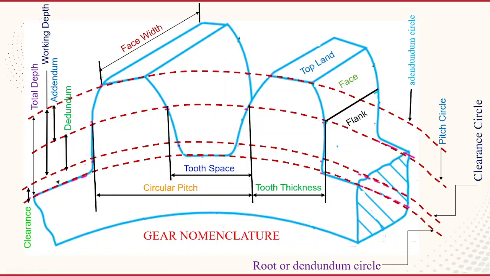These are the important terminology we are using in gears: the addendum circle, dedendum circle, pitch circle, circular pitch, tooth thickness, tooth space, face width, top land, face, flank, dedendum, addendum. These are the terminology we frequently use while designing gear wheels, so that's why I am explaining them in this video. These are very important. Once you go for the design of the gears, all these terms are frequently used.